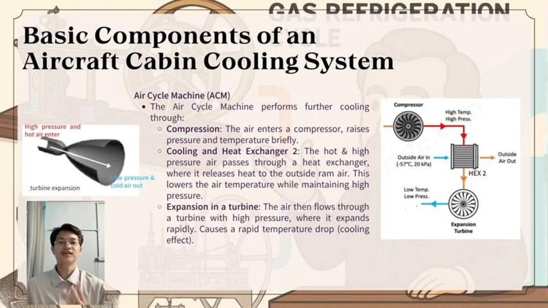It does three things. First, it compresses the air to increase both pressure and temperature. Second, it passes to heat exchanger 2, where the compressed air is cooled again using RAM air. Third, the air expands rapidly in the turbine, which causes a significant drop in temperature. This is where most of the cooling happens.